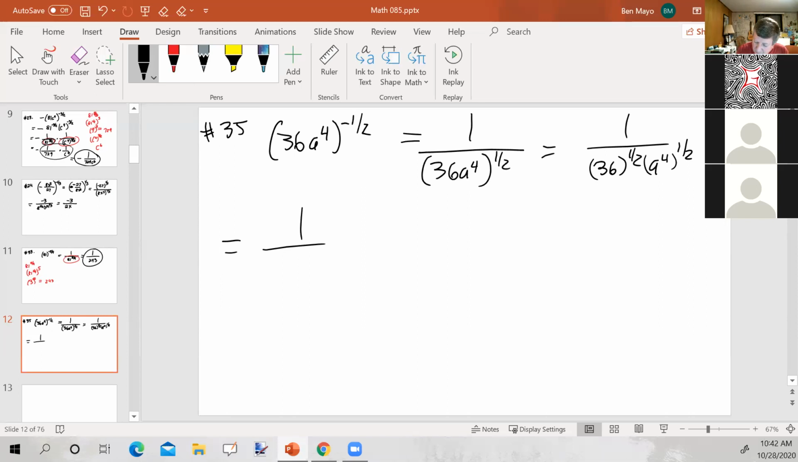Well, the 36 to the 1/2 power, which is the square root of 36, is 6. A to the 4th to the 1/2 power would be a squared. So there is our final answer.